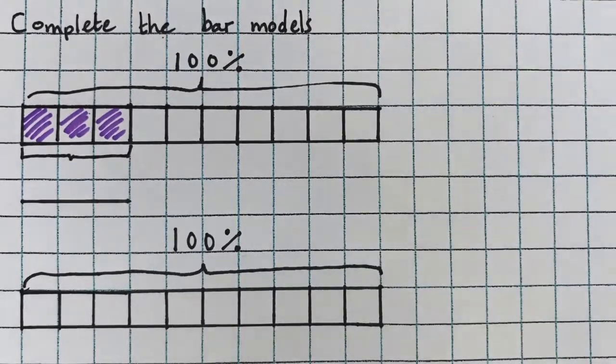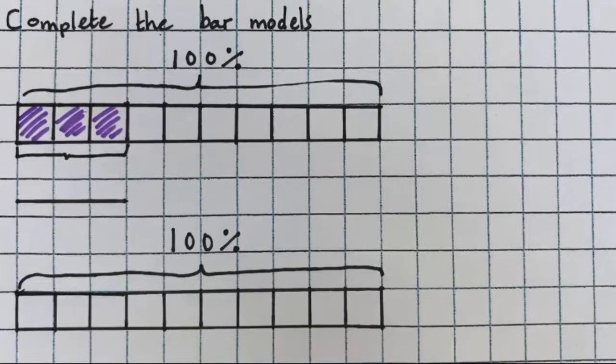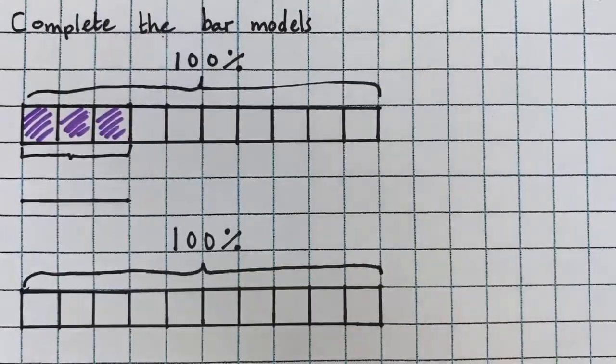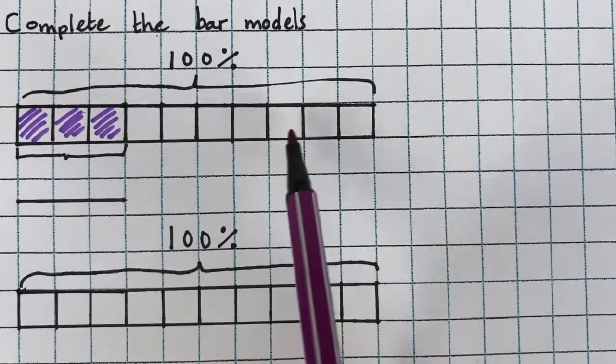Here we have a bar model. Now we've got 3 parts shaded in. Would we write that as 3%? Is that 3 out of 100? We can't, because that's 3 out of 10.